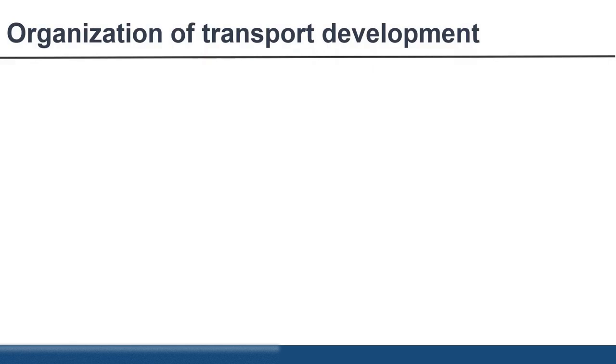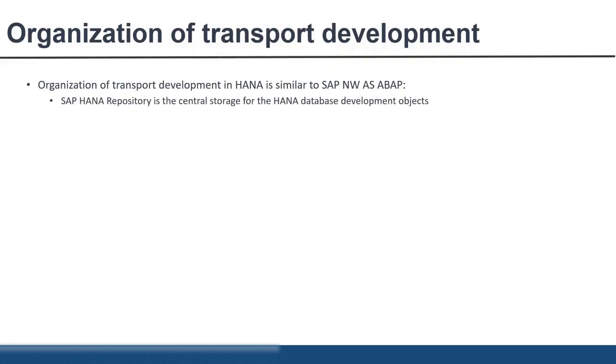So for understanding transport in HANA, you need to first understand organization of transport development. The organization of transport development in HANA is very similar to SAP NetWeaver ABAP. You have a HANA repository, which is a central storage in HANA database, and all the development objects are stored under HANA repository.